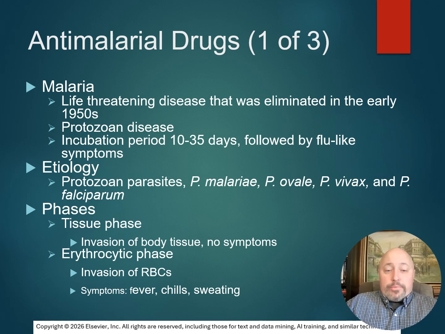It's caused by a protozoa with an incubation period of 10 to 35 days, followed by flu like symptoms. The phases begin in the tissue with the invasion of the body, though no symptoms are present. From there, it moves on to an invasion of the red blood cells, resulting in symptoms like fever, chills, and sweating.